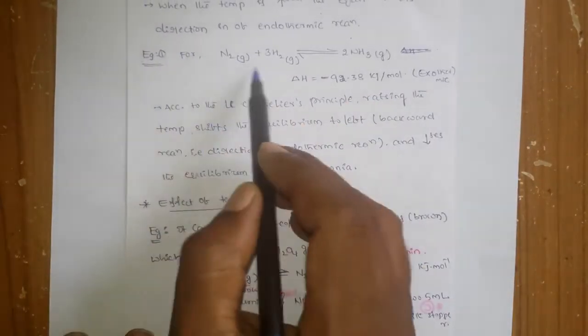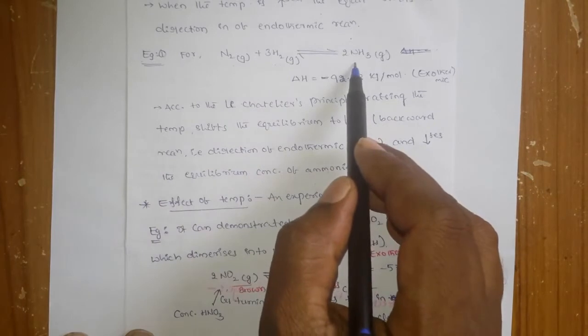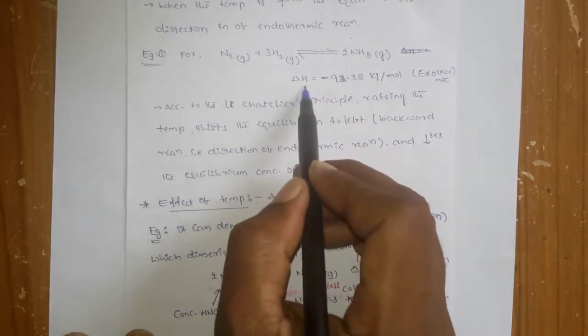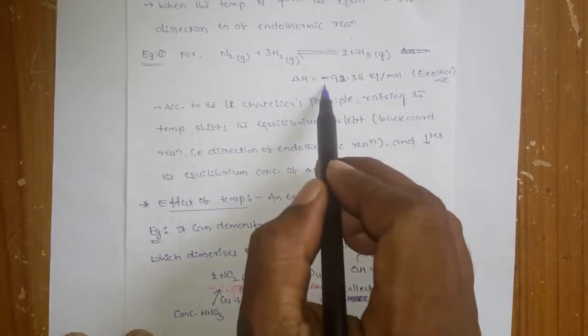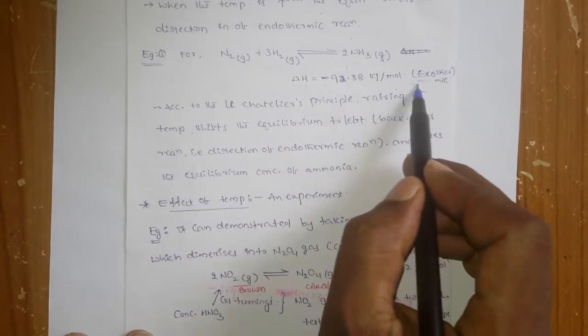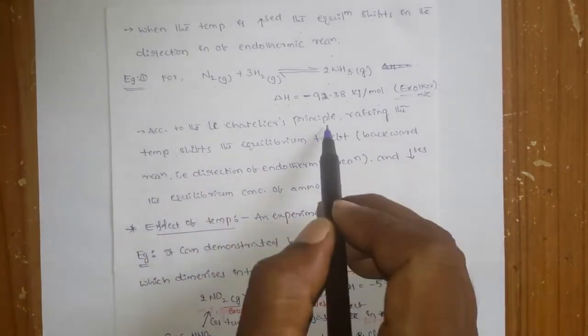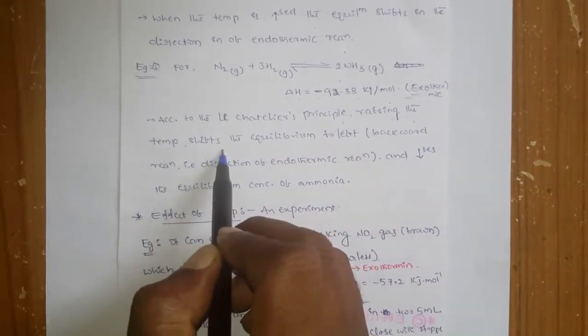Okay, let us see one example: nitrogen reacting with 3 moles of hydrogen gas and giving 2 moles of ammonia, and now it is at equilibrium. And for this, what is the delta H? The delta H is equal to minus 92.38. So minus means it is an exothermic reaction. So for the exothermic reaction, according to the Le Chatelier principle, when you raise the temperature, what will happen?